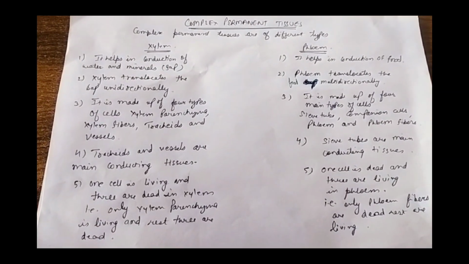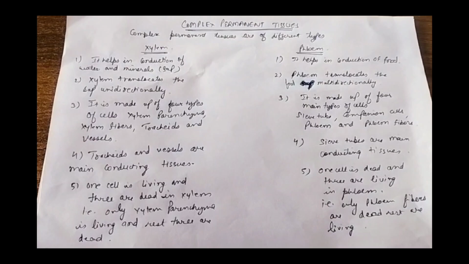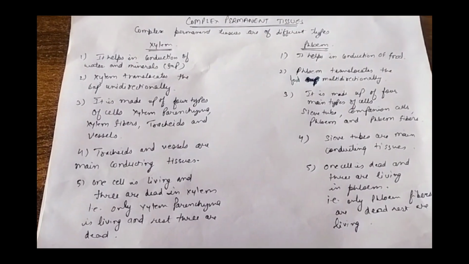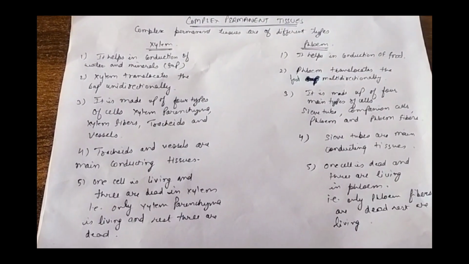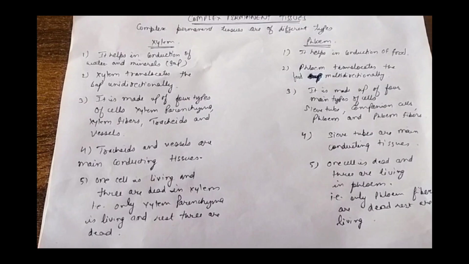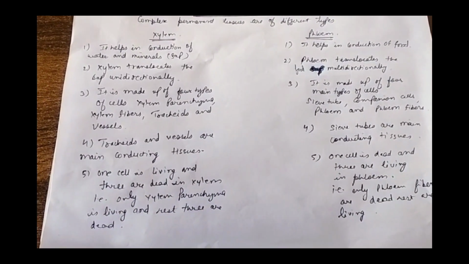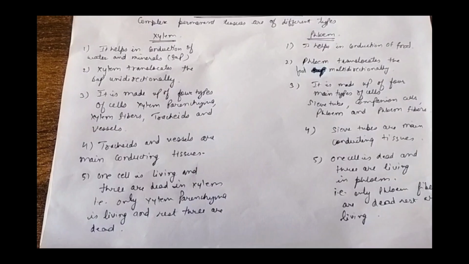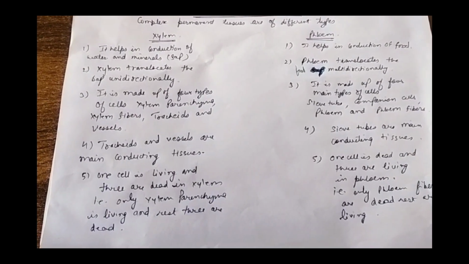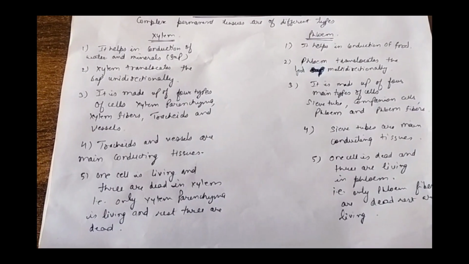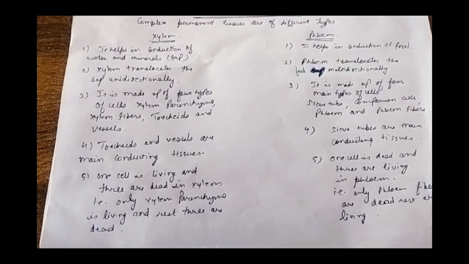So, complex permanent tissues. Complex permanent tissue is made up of different types of cells. The two main types of complex permanent tissues are xylem and phloem. Xylem conducts water and minerals, which is called sap, and phloem conducts only food. Xylem translocates the sap unidirectionally, whereas phloem translocates the food multidirectionally.